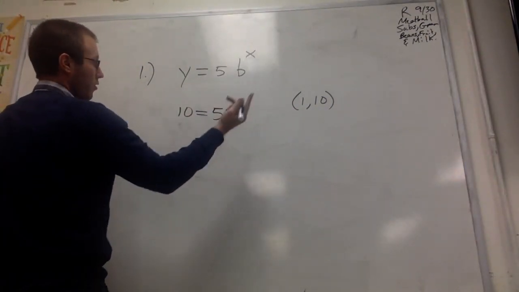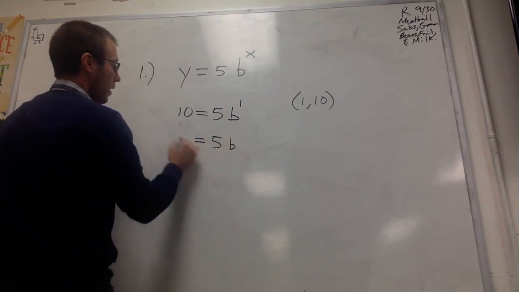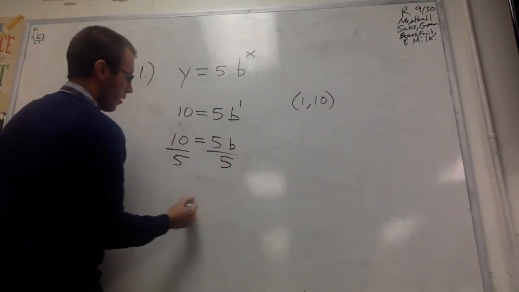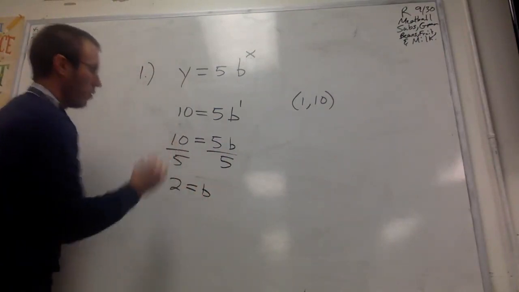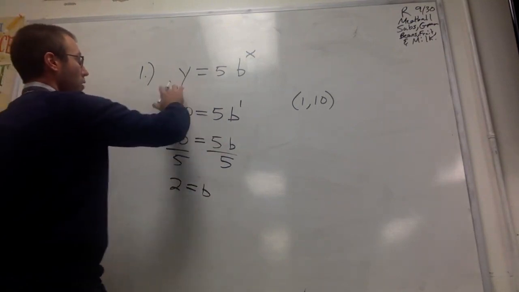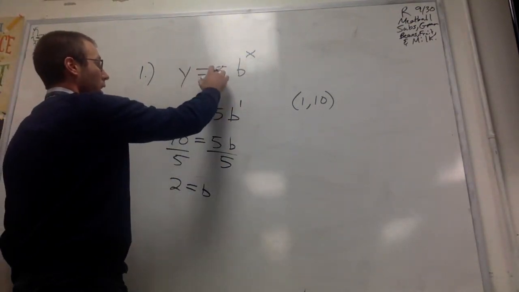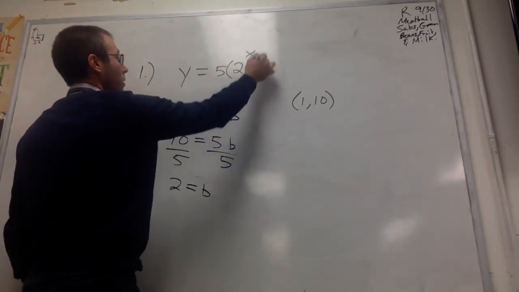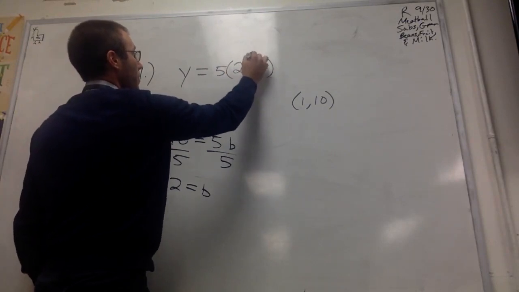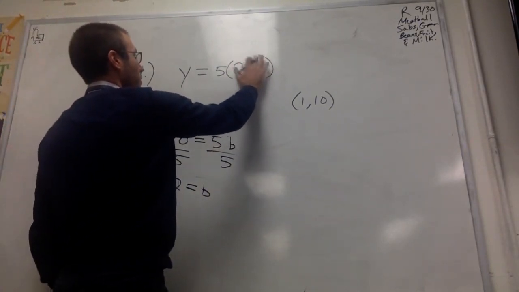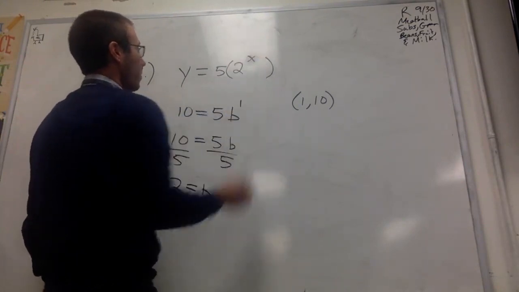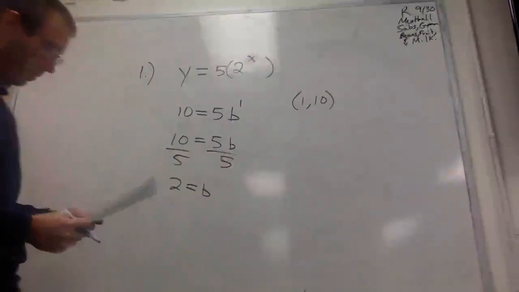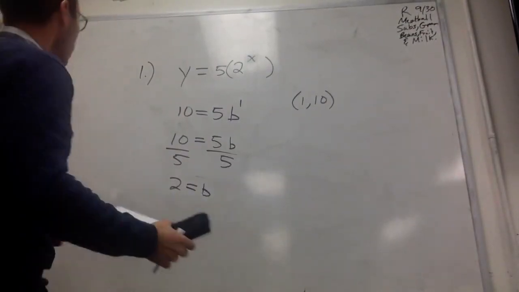Well, b to the power of 1 is just b, so I get 5b is 10. Divide both sides by 5. Clearly, b is 2. So this means my exponential function is y equals 5 times b to the x, where b is 2. So I'm going to replace b with 2. So I'm going to write 2 here, and make that just be an x. There we go. Okay. So that's my exponential function. All right. I'm going to go on to number 2.